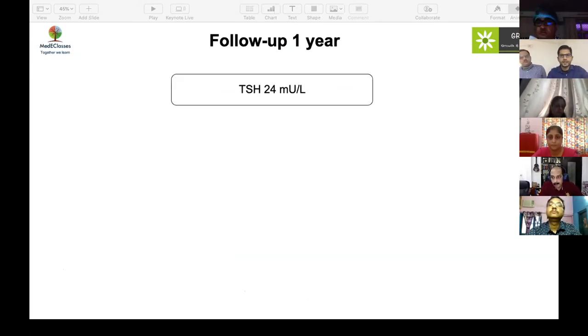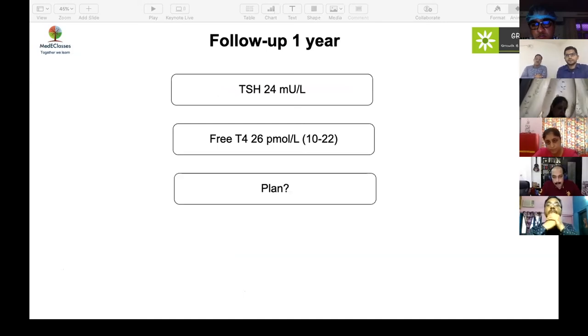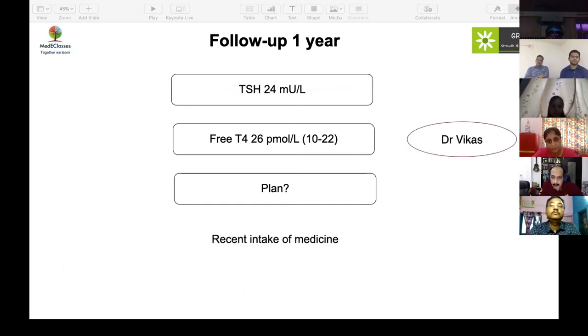So after starting treatment, at 1 year, the TSH is a very typical thing. The TSH was high, and the FT4 was 24. This is a very typical situation: TSH is high and FT4 is on the higher side of normal.